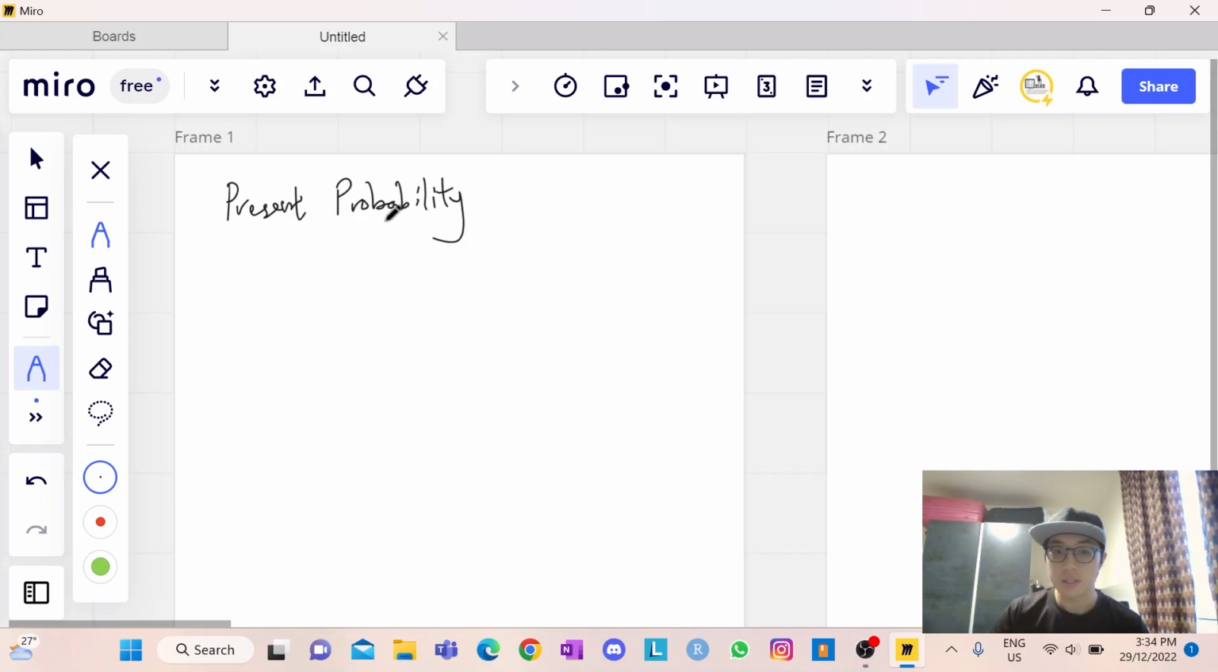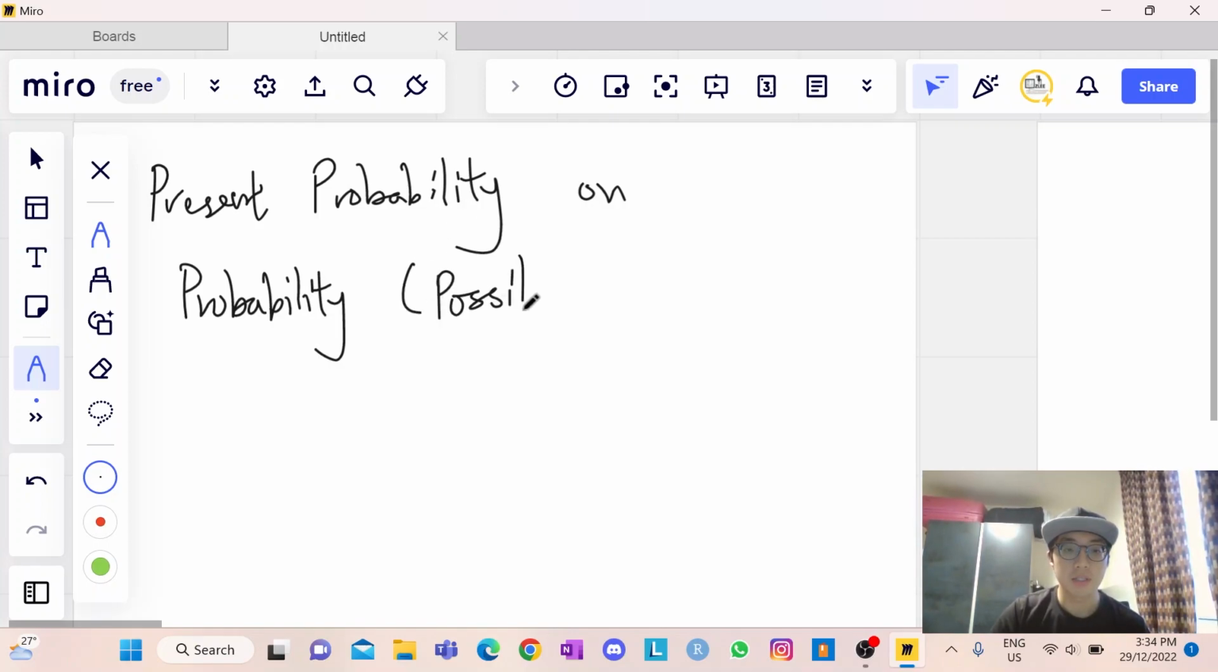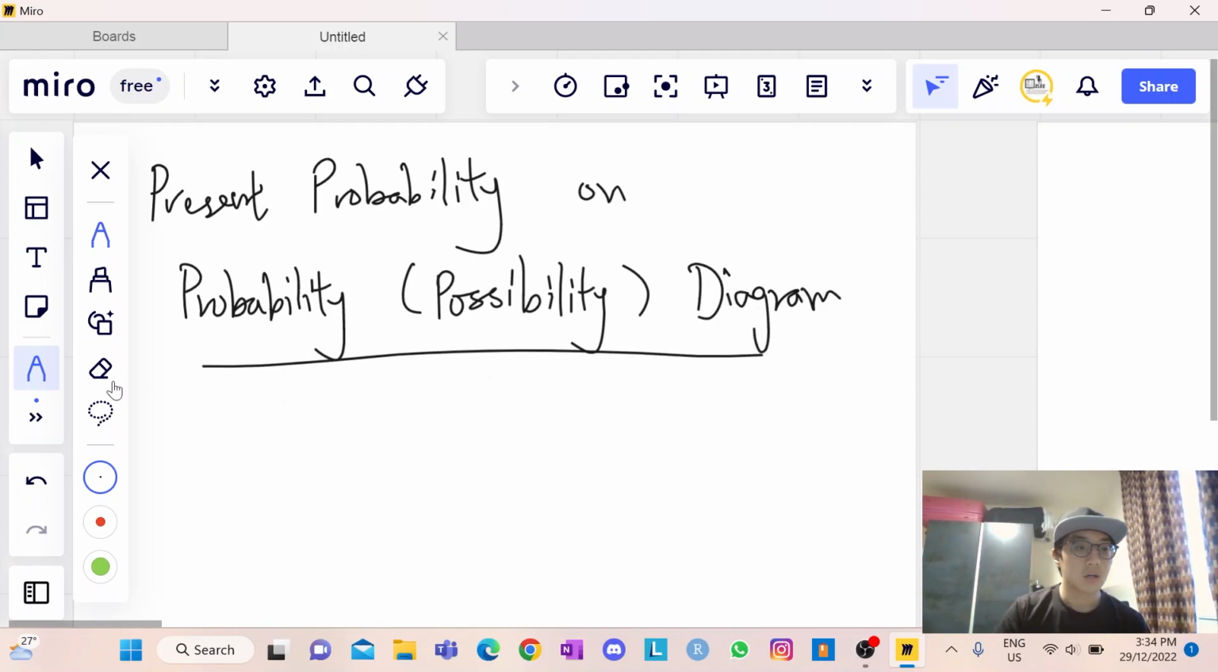I'm zooming in a bit. We will present probability on a probability diagram. If you want to call it another name, it's called a possibility diagram. There are two more ways to present a probability. I'm just going to write it down first, and I'm going to erase it later.